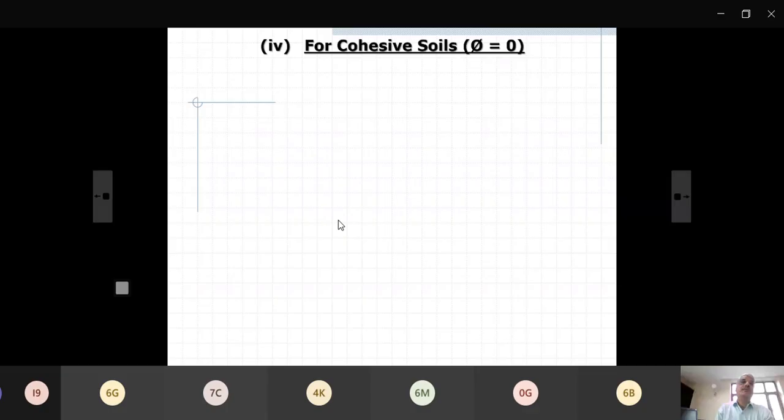Now for c-phi value, either you do the test, shear test, direct shear or triaxial shear, depending on what conditions you are simulating.